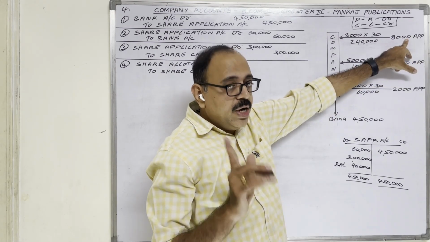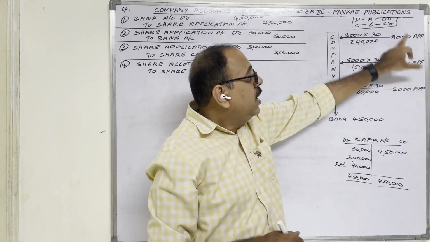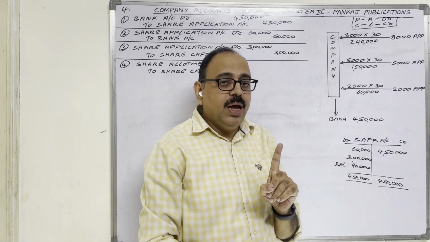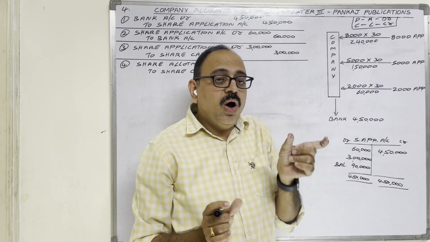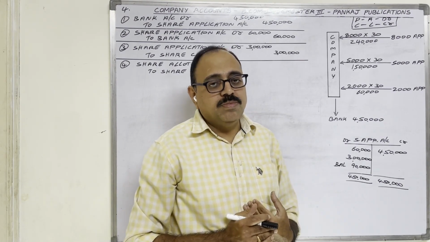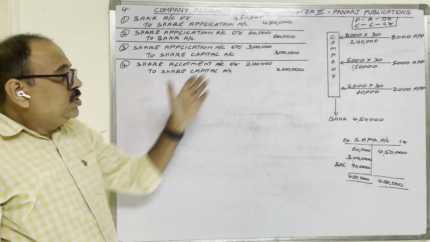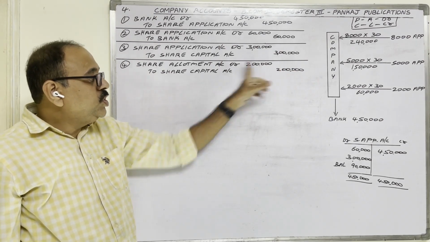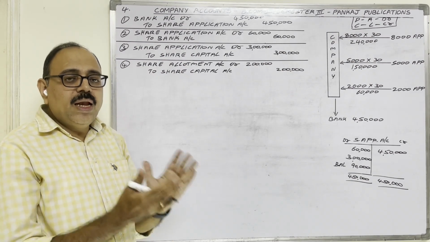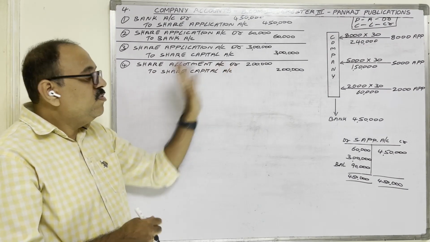Here company allotted 8,000 shares. Here company allotted 2,000 shares. 8,000 plus 2,000, total 10,000. On one share, allotment money is 20 rupees. So on 10,000 shares at the rate of 20 rupees each, 2 lakh rupees should come. Amount is 2 lakh rupees. Why is share allotment debited? Applicants have to pay this 2 lakh rupees to the company. To the company, applicants are debtors. So their names we cannot write now. Therefore, instead of their names, share allotment account word we wrote.